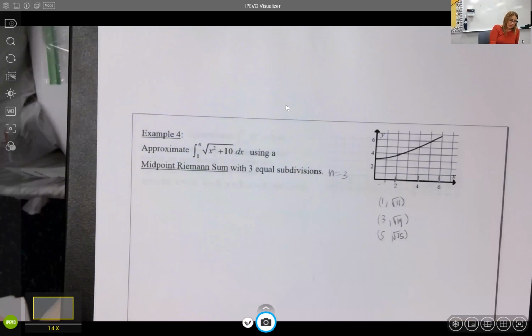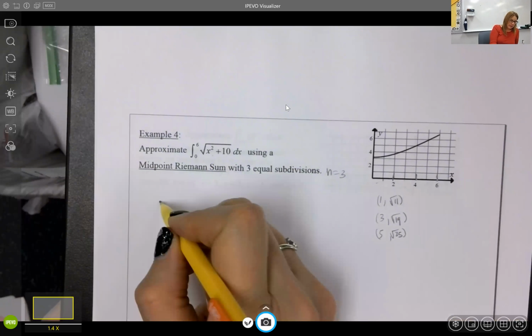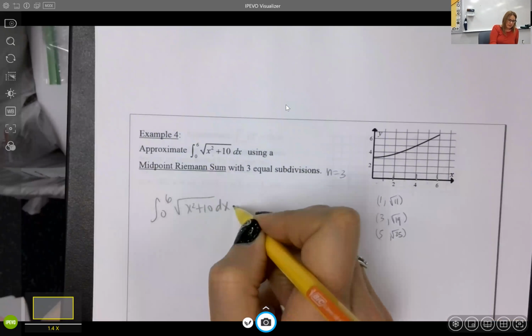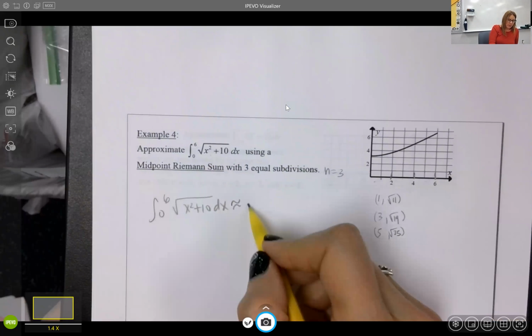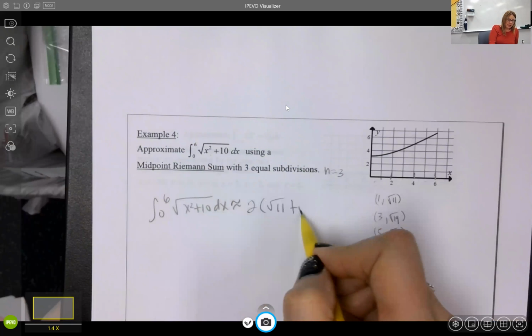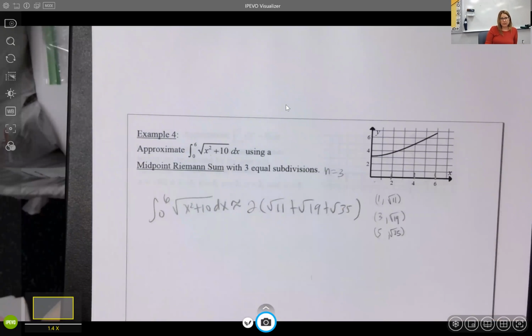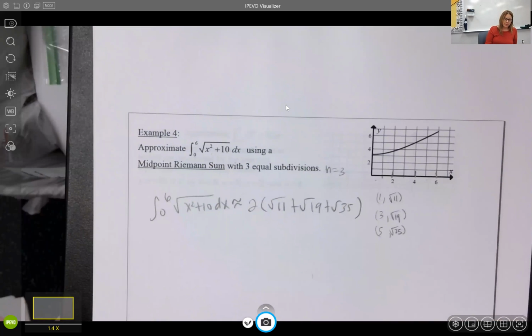Okay, so basically what I have is when I'm doing this area, I've got 2 times root 11 plus root 19 plus root 35, and I'm done. I don't have to do anything else. Okay, I'm not going to try and simplify that.